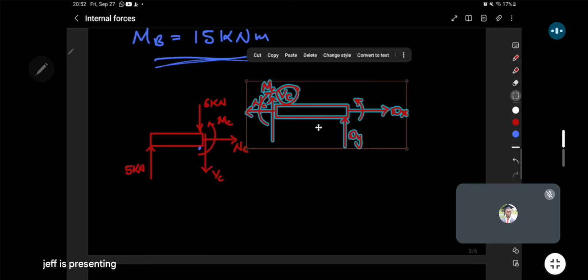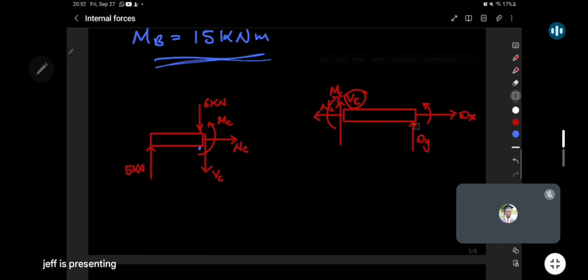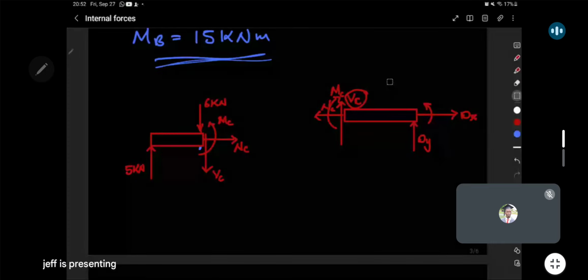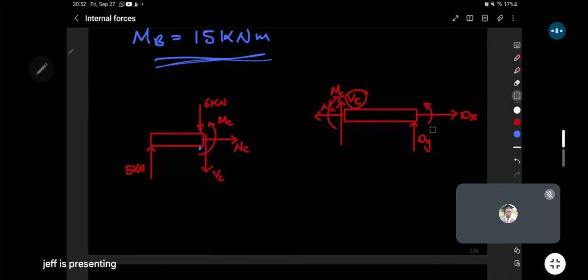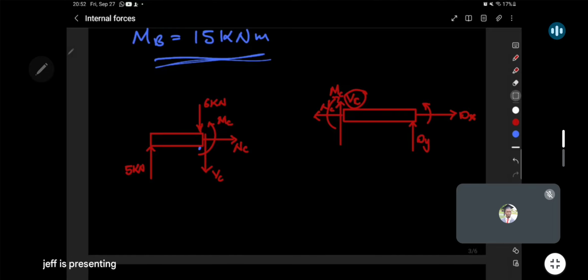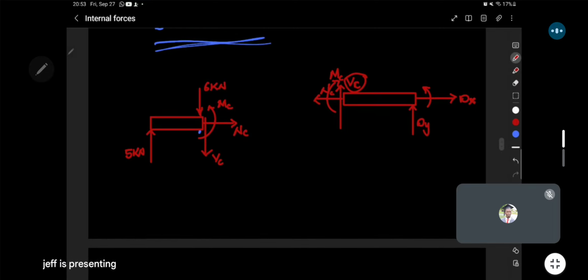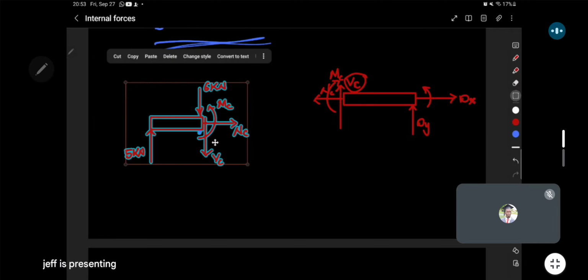For practice, I'll ask you to see if you can analyze this later on and first find the reactions at D. After getting the reactions at D, try to see if you can come back and use this piece to determine what the shear force at C, bending moment, and the normal are going to be there. So try to see if you can do it from that angle. But here, we're going to use this piece.